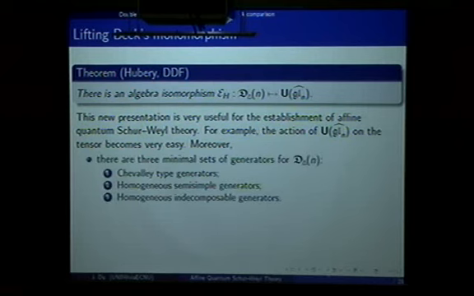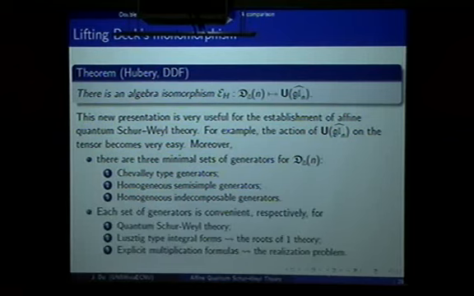And also, because now I have the double linear Hall algebra, right? I have 3 minimal sets of generators for this quantum affine GRN. First, Schur-Weyl type generators that I mentioned in the first theorem. Homogeneous semi-simple generators, corresponding to homogeneous semi-simple modules. Homogeneous means the dimension vector is a multiple of the imaginary roots. And the homogeneous indecomposable generators. So you look at the isomorphism classes of indecomposable modules whose dimension vectors are just the imaginary roots. Then you get 3 minimal sets of generators.